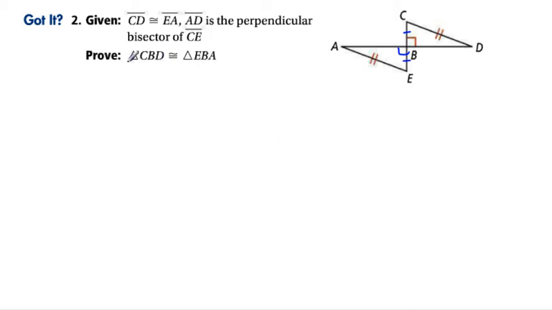Can we conclude, or how do we prove that the two triangles are congruent? Well, I think we have everything we need. We can say triangle CBD is congruent to triangle EBA. Whoops, messed that one up, hang on. Triangle EBA by the hypotenuse leg theorem.